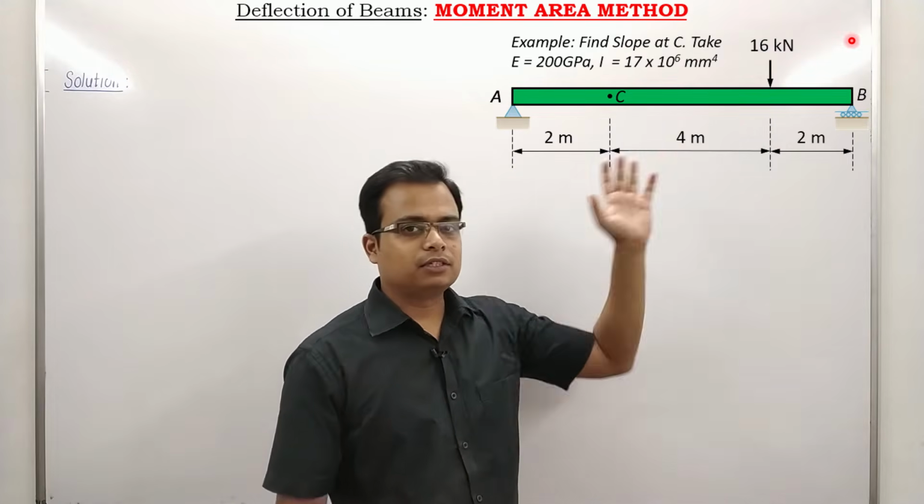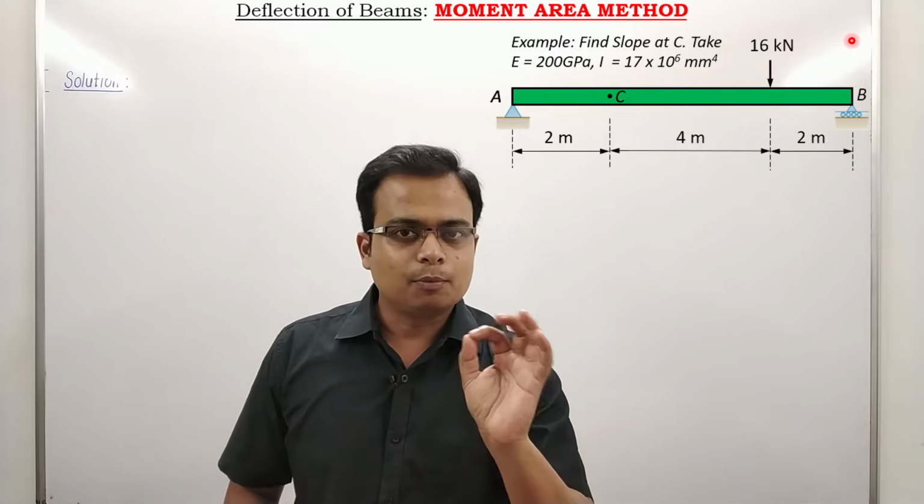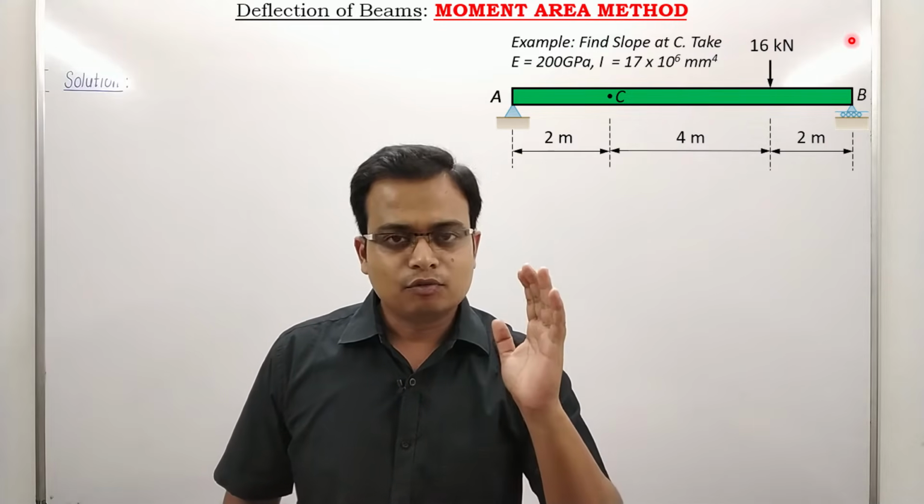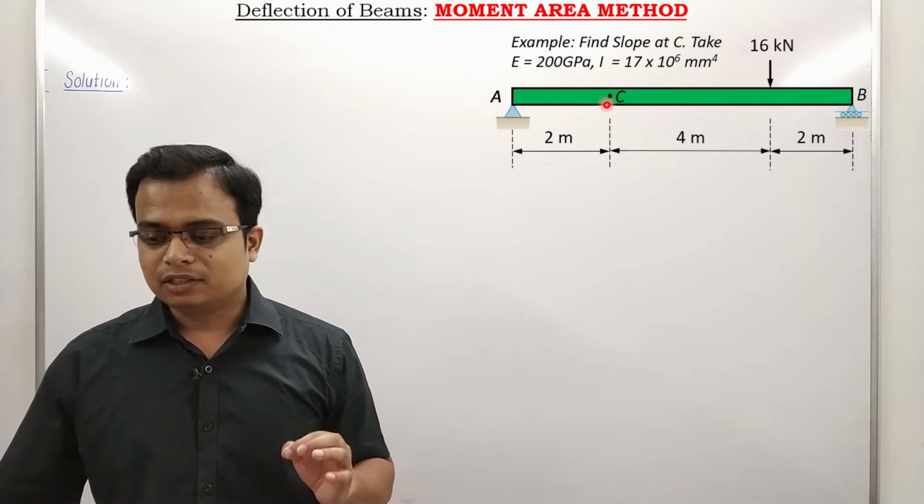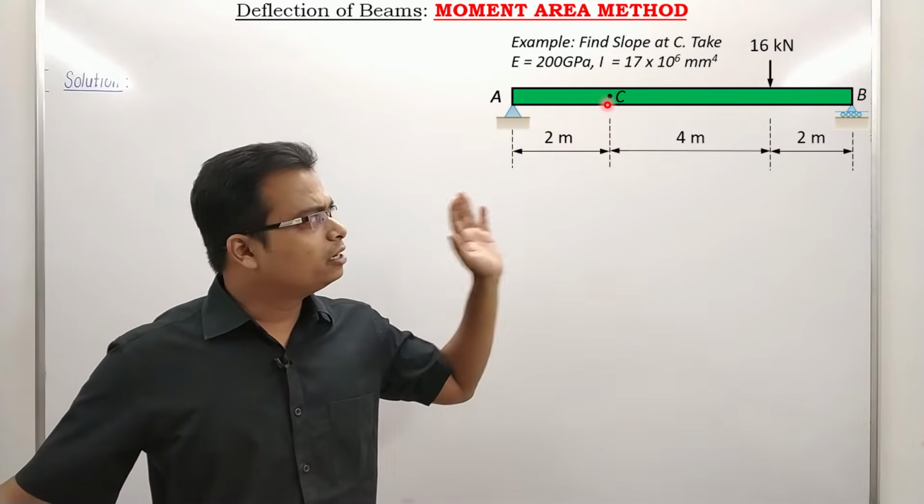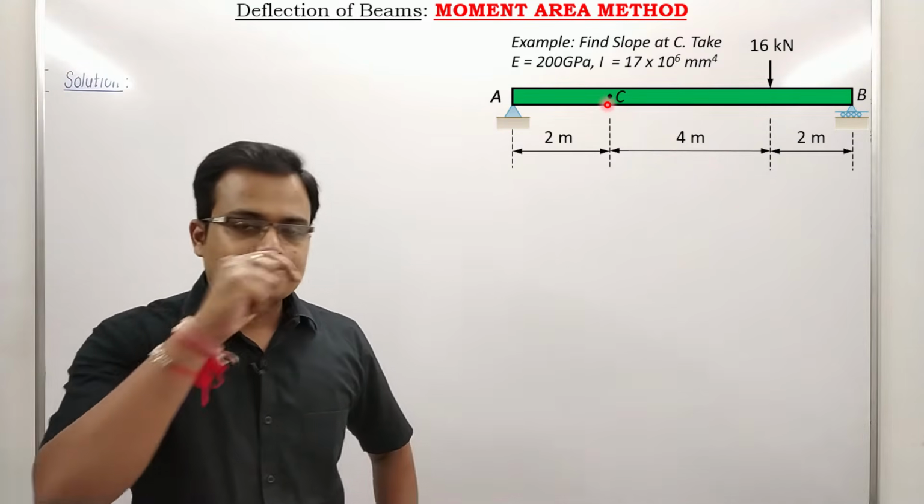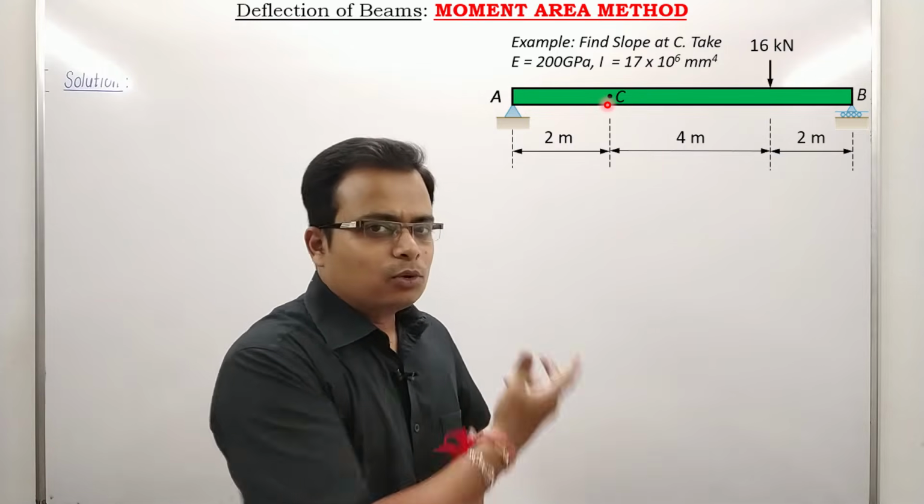What you see over here is a simply supported beam with a single point load at a distance of 2 meters from the right end, and what we need to calculate is the slope at this very point, that is a point at a distance of 2 meters from the left end. Okay, isn't this looking simple?